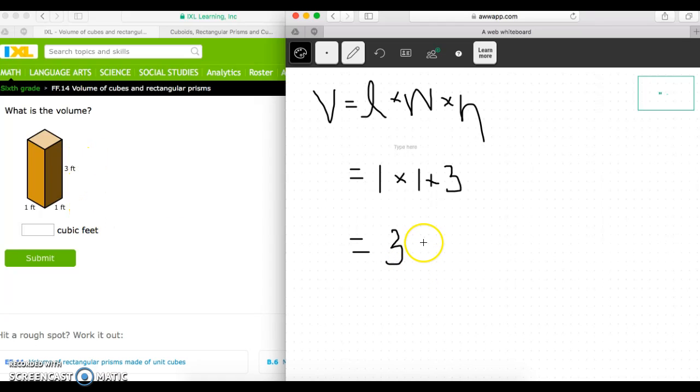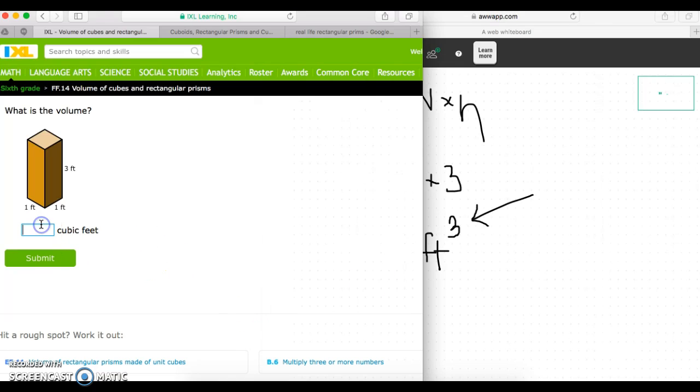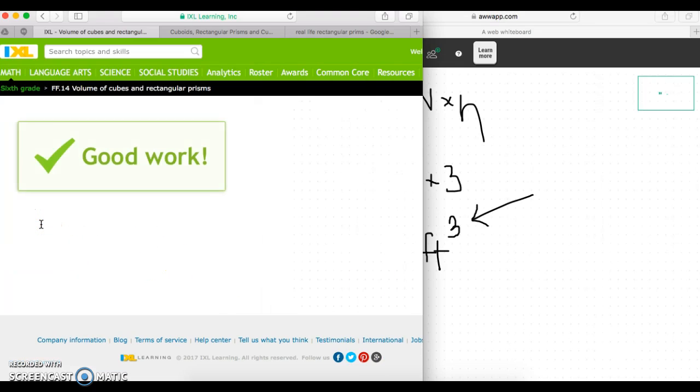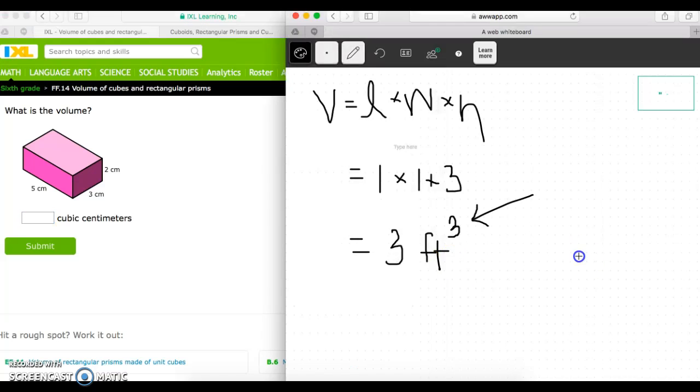This is being measured in feet. And once again, it's cubic feet, so I'm going to put it to the power of 3. So anytime you see something raised to the power of 3, when we're talking in shapes, that means it's volume. Okay, so 3 cubic feet. All right, let's try another one.